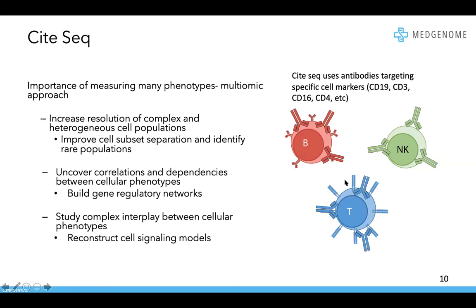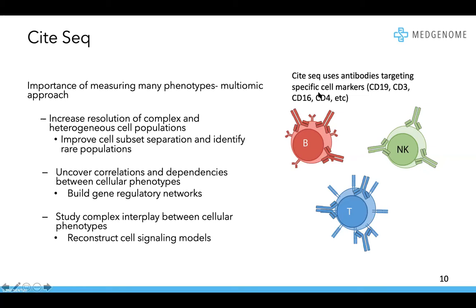And so adding the cell surface protein data to it just gives you that extra layer of information on the phenotype of your cells. You can see which cell markers are being expressed. This can tell you about the type of cell that it is. It can tell you about the state of the cell, and maybe even tell you more about the lineage of the cell.